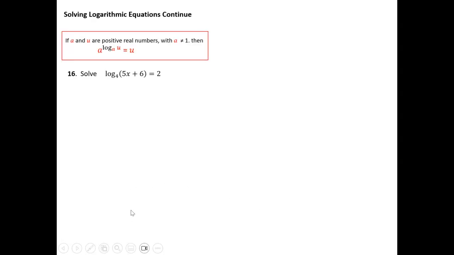Now here's another rule that you have to be aware of. It says here, if you have a base A raised to the power of log of the same base of u, it will equal u. So in this case, we're going to apply this property to solve for x. We want to get rid of the log of base 4. We'll cancel it. How do we do it?